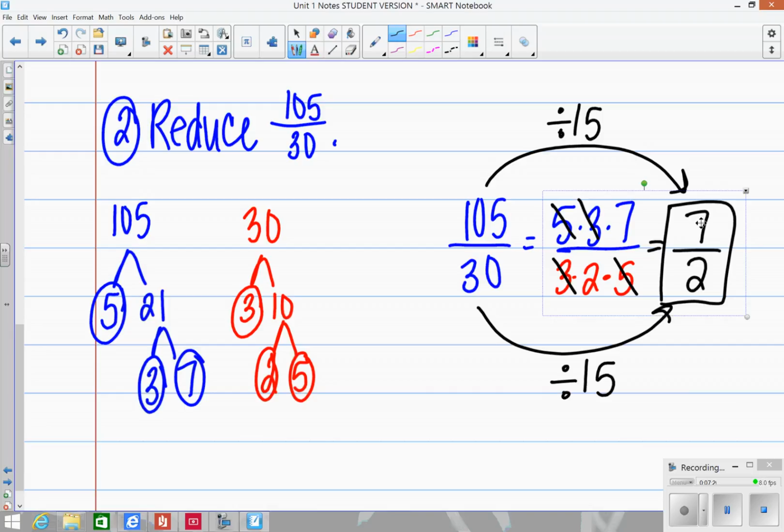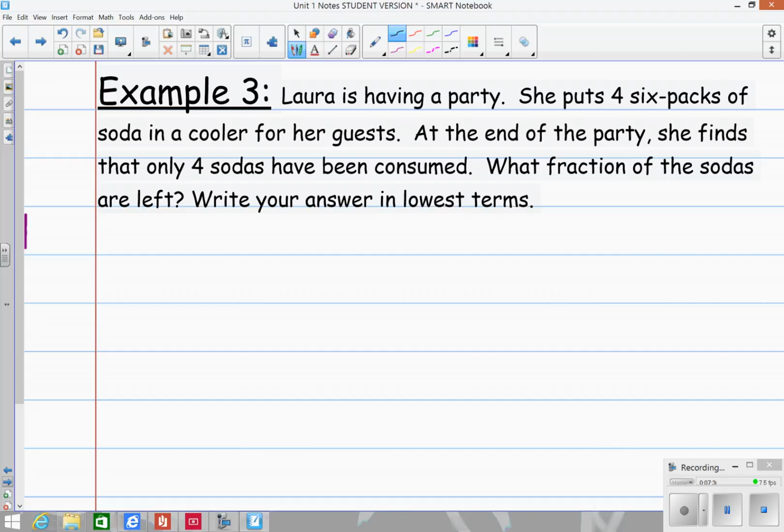So then let's just look at one more example that involves us reducing. So if we go to the next page, example 3 is talking about Laura that's having a party. She puts 4 6-packs of soda in a cooler for her guests. At the end of the party, she finds that only 4 sodas have been consumed. What fraction of the sodas are left? Write your answer in lowest terms.